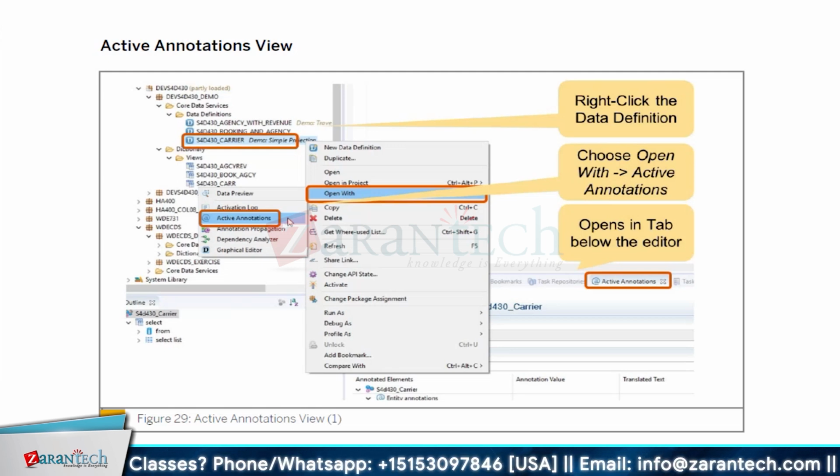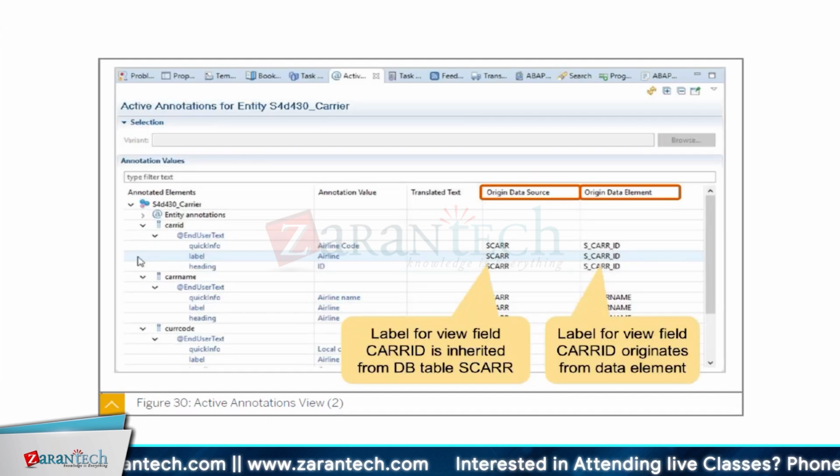And also there is another option: right click on the CDS view and then go to this option called active annotations. If you go to active annotations, what are the annotations created on the CDS view on different fields? That also you can see. Just some of the options are given. We will see these things practically on the system. So active annotations will show what fields are there in the CDS view, and on the fields, what annotations are given. Whether the field heading is coming from the data element or from your own annotation, that detail you can see there.